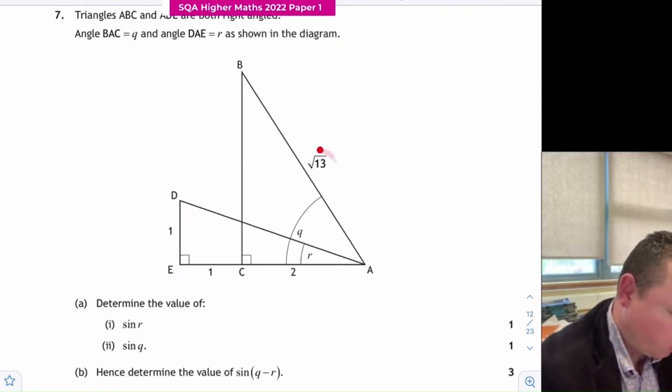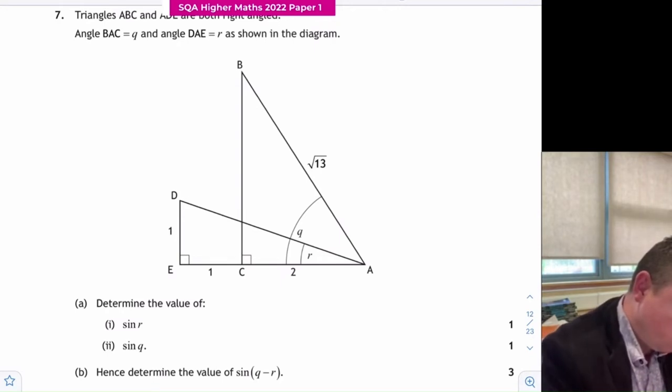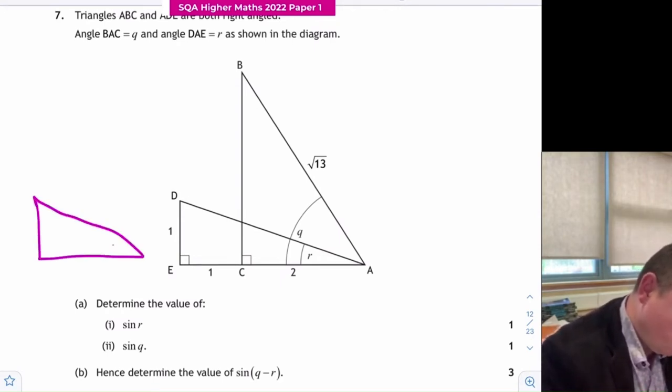So we can pull some information out of this diagram by drawing some triangles. So let me draw the small one first. If I do a little sketch, we've got R here. This whole length here is 3. And the length from the top is 1. So by Pythagoras, 3 squared plus 1 squared equals 10, so that must be the square root of 10.